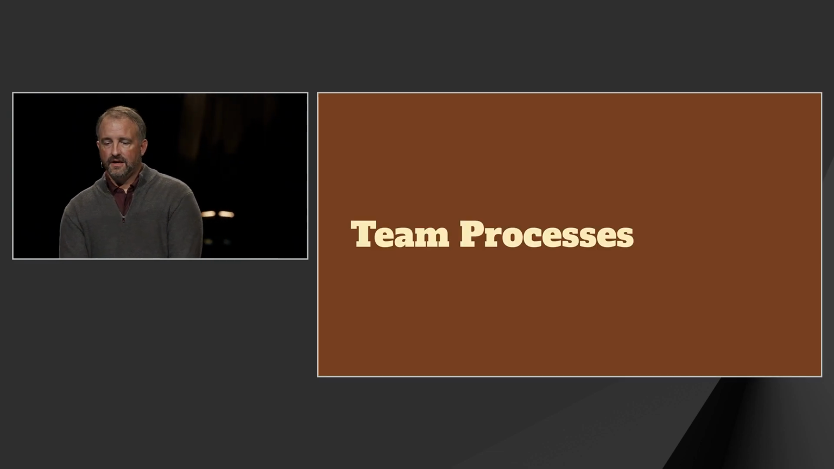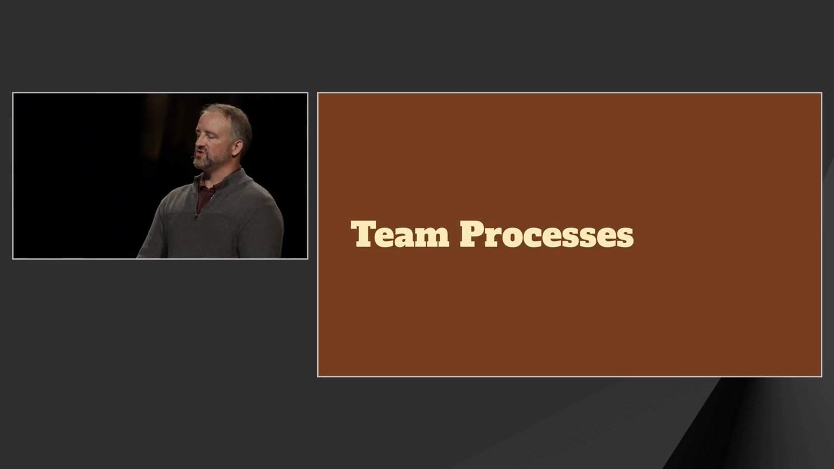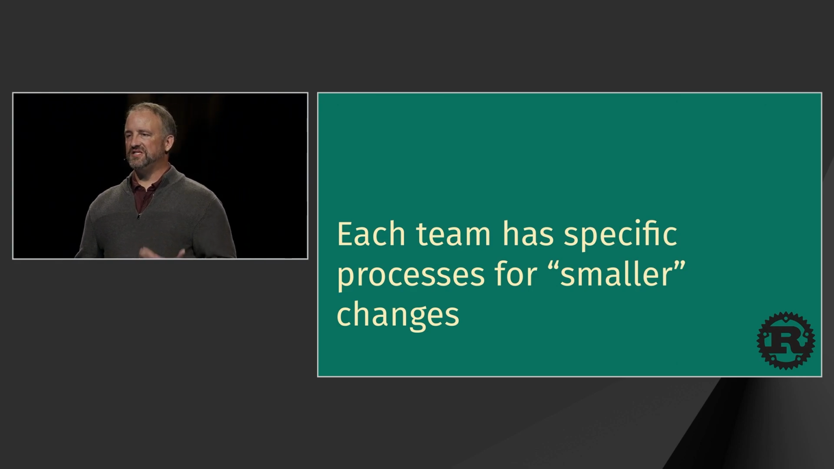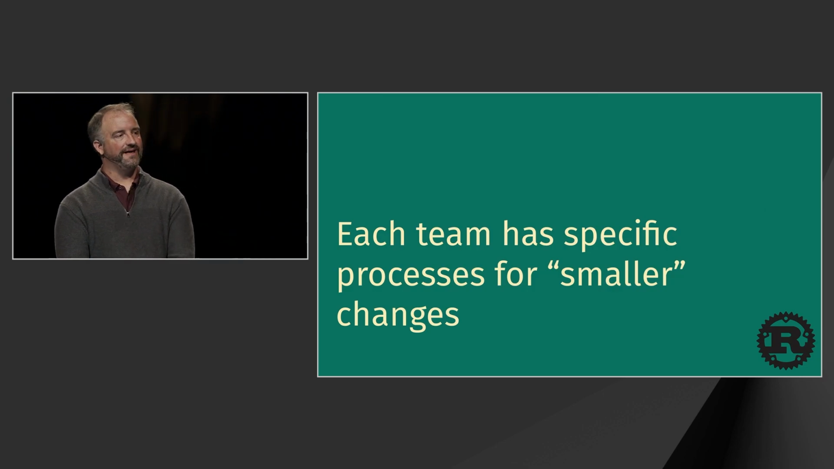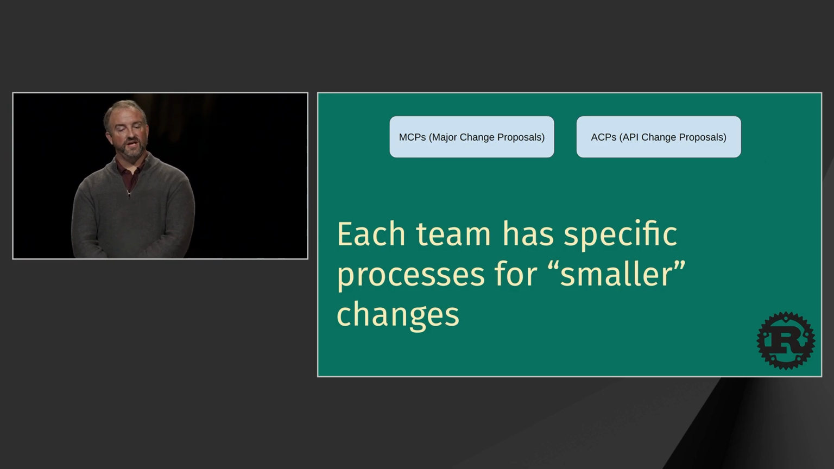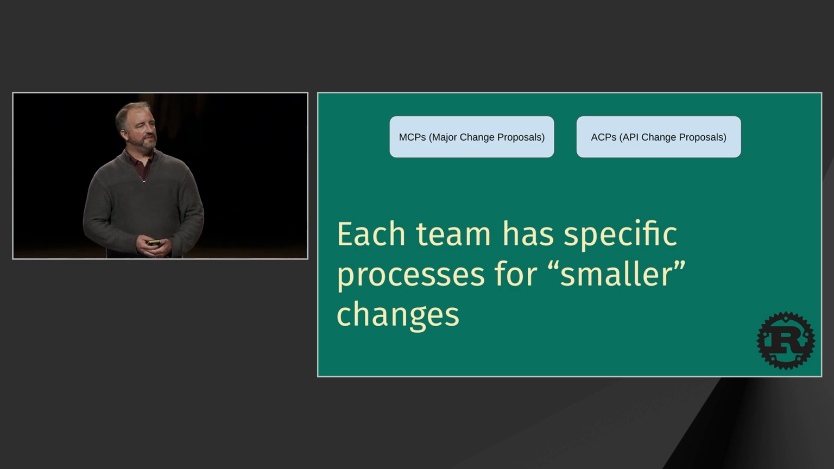Okay. I mentioned that some teams have kind of smaller versions of these same processes, and a lot of times that's because RFCs are kind of a heavyweight way of doing things, and for many decisions, you don't need that whole process to do it. So 2 examples of those are MCPs, or major change proposals, and then ACPs, or API change proposals. MCPs are used by the compiler team. They mostly deal with things around the internal architecture of the compiler. So these are, maybe something like compiler flags or something like that.